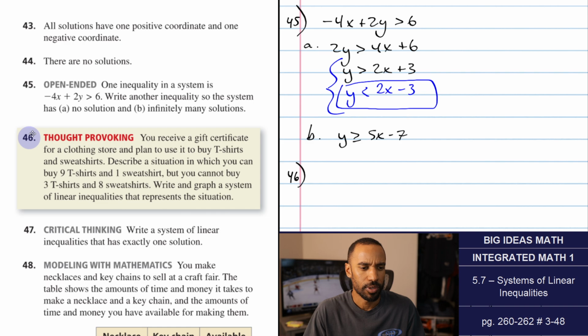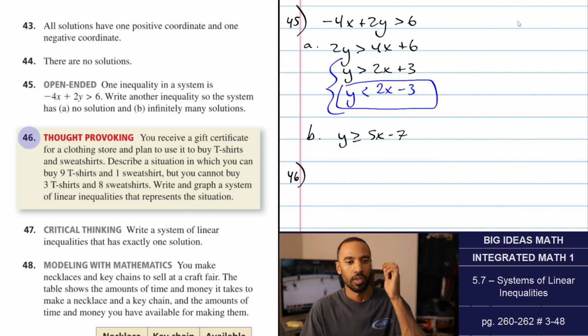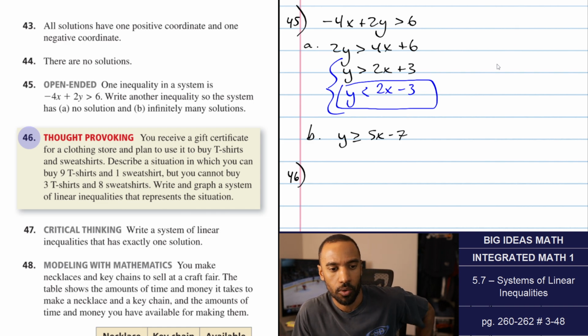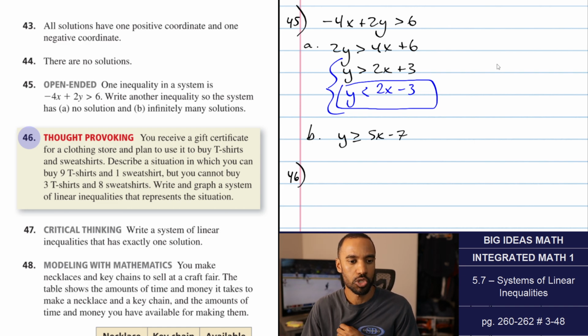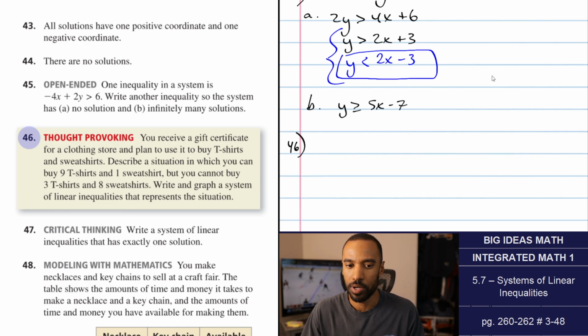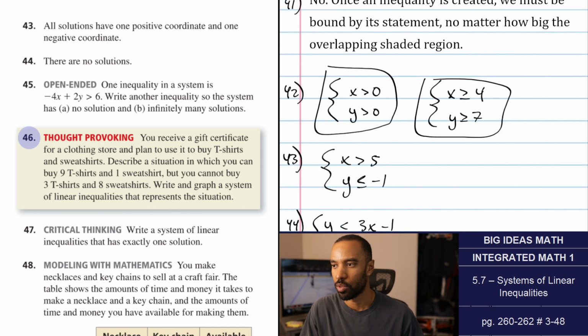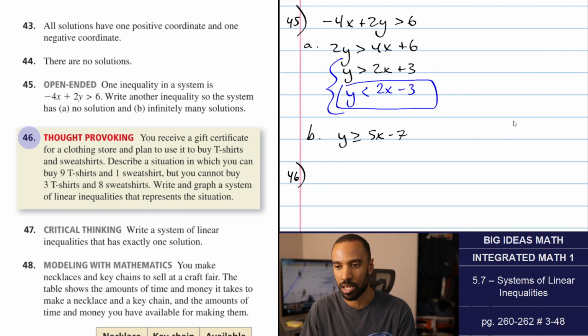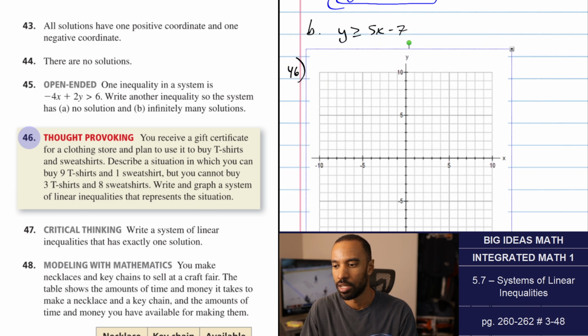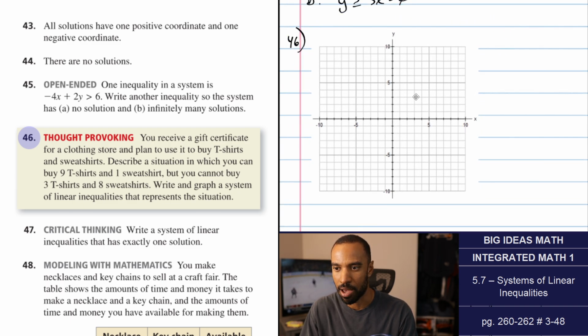Number 46, thought-provoking, also often open-ended. You receive a gift certificate for a clothing store and plan to use it to buy t-shirts and sweatshirts. Describe a situation in which you can buy 9 t-shirts and 1 sweatshirt, but you cannot buy 3 t-shirts and 8 sweatshirts. Write and graph a system of linear inequalities that represents the situation. Okay, this one's a little more open-ended than the last set where they gave us things to guide and bound us. Now we have to bound ourselves.